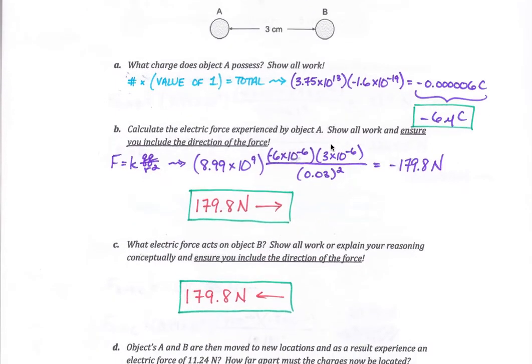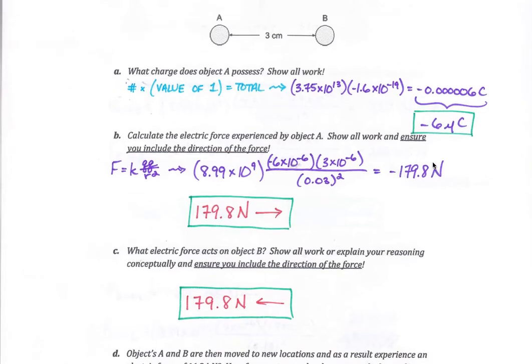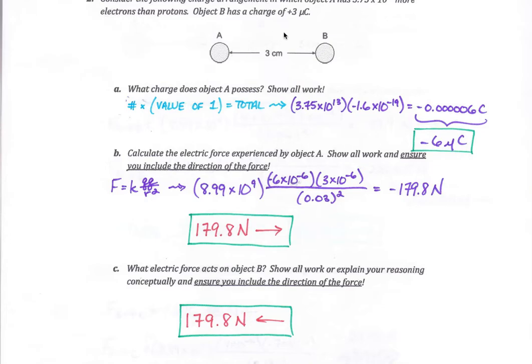For C, I could certainly plug in the same exact numbers into the same exact equation and get the same exact value, or I could just recognize that that will give me the same value. I could also say that if A is being pulled on by B with 179.8 newtons, then Newton's third law tells me that A pulls on B with 179.8 newtons in the opposite direction. For every action, B pulls on A with this force, there's an equal and opposite reaction. A pulls on B with this force in the opposite direction.